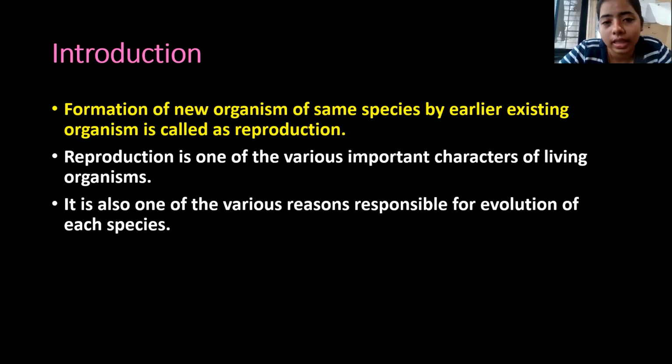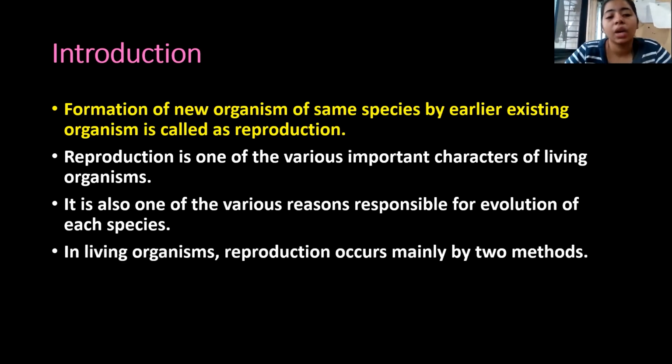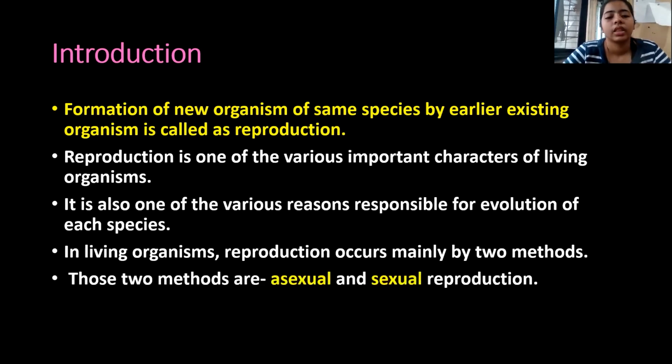Now, reproduction, as I said, is an important character of a living organism. It's also one of the various important reasons responsible for evolution of each species. In living organisms, reproduction occurs by two methods. What are they? They are sexual and asexual reproduction.